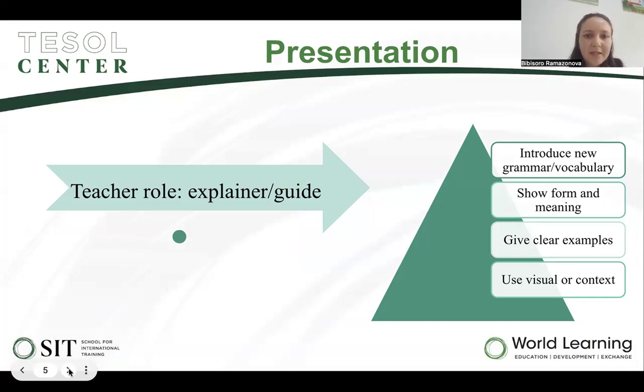Okay, presentation is where we introduce new language, new topic, grammar, or vocabulary. Here, accuracy is really important because here we show form, meaning, and examples. Here, teacher talks more, but still involves students with questions.